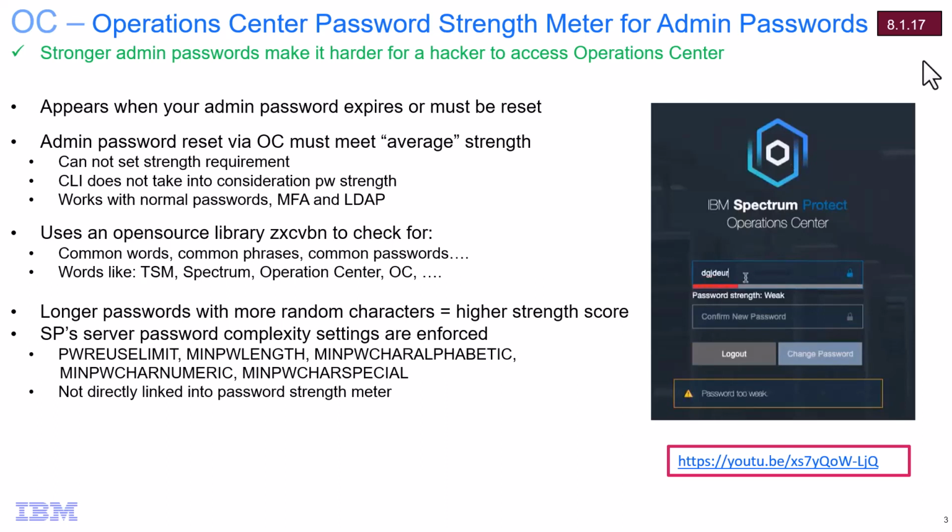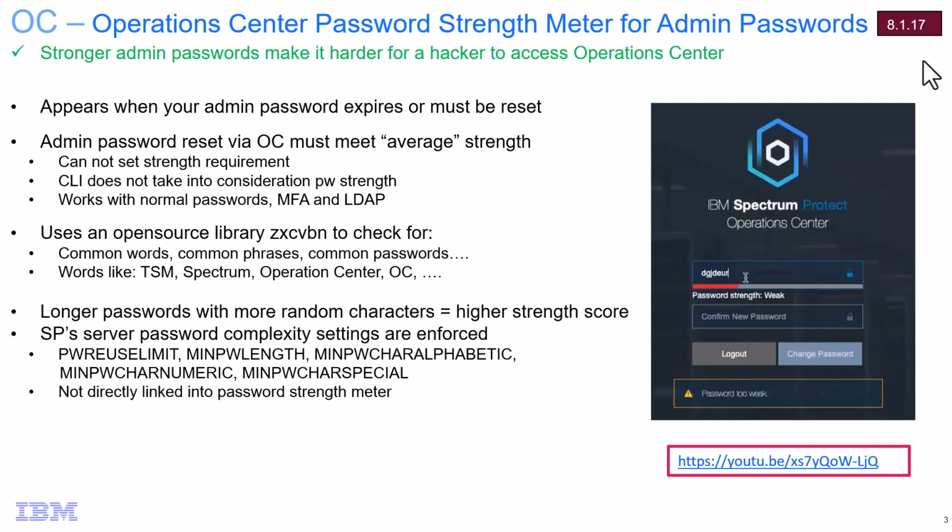And when the Spectrum Protect administrator goes to reset their password inside of the Operations Center, they will now have to meet an average strength password. And this average strength is based upon the types of words they're using in their password. So you can't use things like common words, common phrases, common passwords, words like TSM, Spectrum, Operations Center, OC, admin. The passwords are being checked against an open source library called ZXCVBN, which is looking for these words that are commonly used inside of passwords and thus easier for hackers to guess.